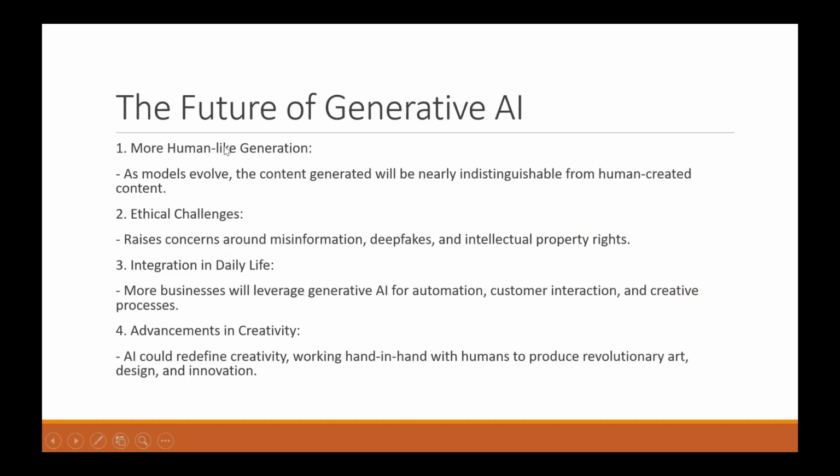Let's discuss the future of generative AI, where generative AI is going to be in the coming future. The first one is more human-like generation. Of course, generative AI will keep improving, and in future it will be able to do all things which are being done by humans. As models evolve, the content generated will be nearly indistinguishable from human-created content. You won't be able to differentiate which one is created by AI and which one is created by humans.